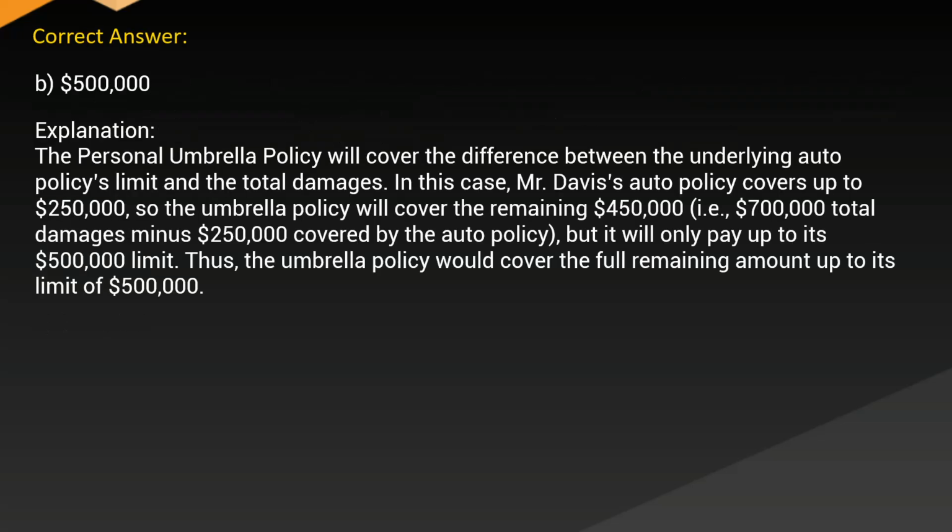Correct answer: B. $500,000. Explanation: The personal umbrella policy will cover the difference between the underlying auto policy's limit and the total damages. In this case, Mr. Davis's auto policy covers up to $250,000, so the umbrella policy will cover the remaining $450,000, i.e., $700,000 total damages minus $250,000 covered by the auto policy, but it will only pay up to its $500,000 limit. Thus, the umbrella policy would cover the full remaining amount up to its limit of $500,000.